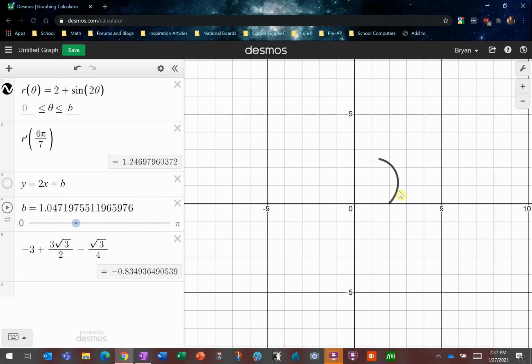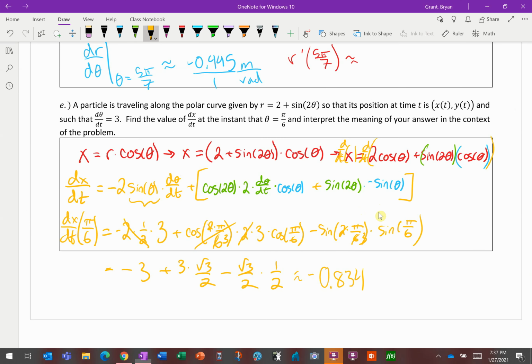So this is at 2.5, and then at a rotation, this is pi over 6. At 2 pi over 6, the x-coordinate is now at 1.5. Did the x-coordinate increase or decrease? Well, I'm pretty sure it decreased, didn't it? And so this negative value is telling us that the x-coordinate exactly at pi over 6 is decreasing at a speed, in x units per time. So every 1 time unit, the x-coordinate is decreasing at 0.834.